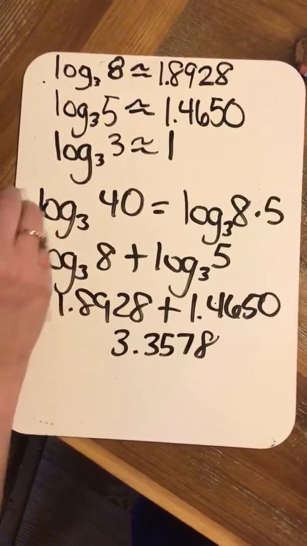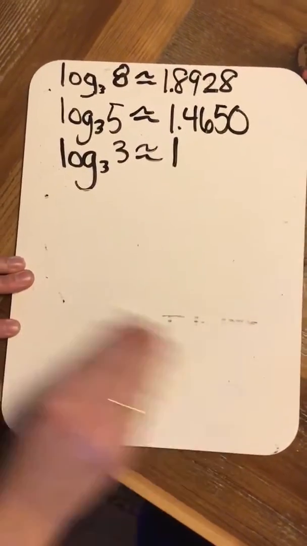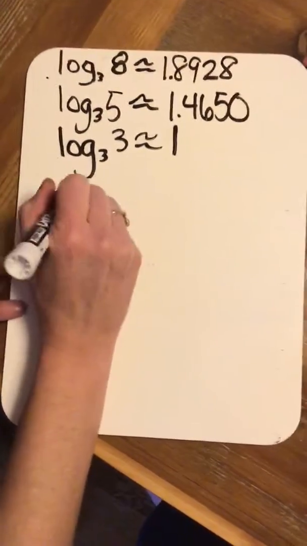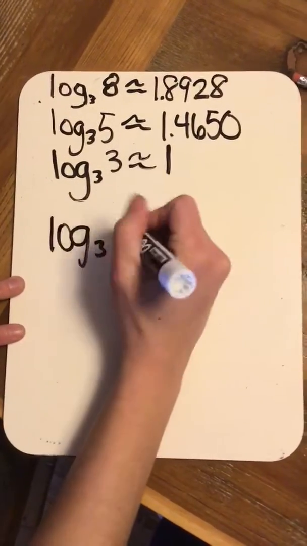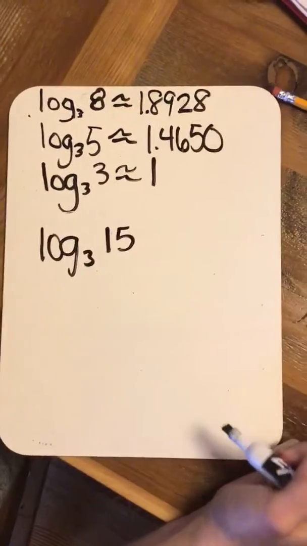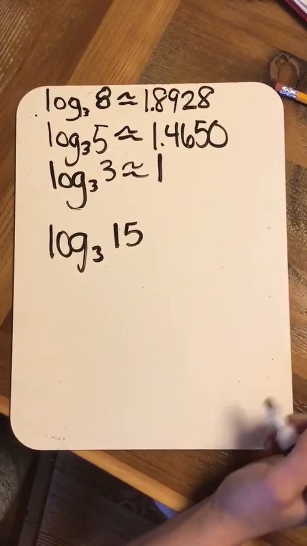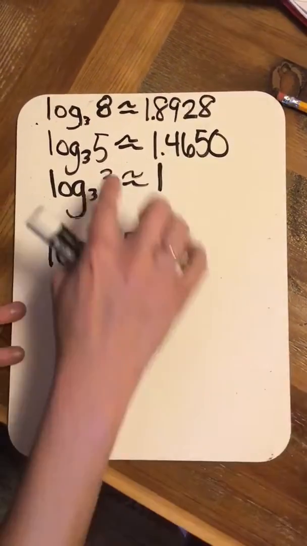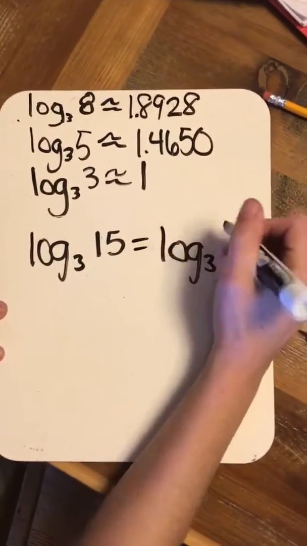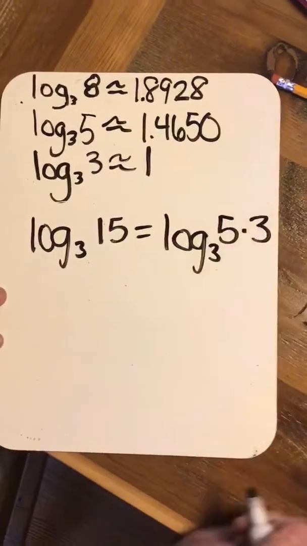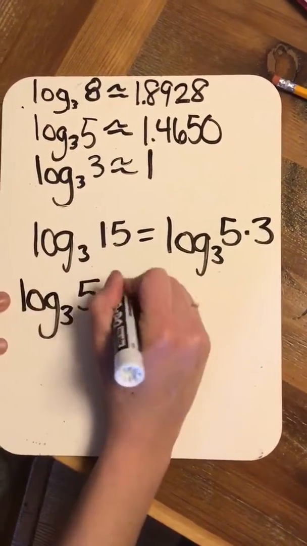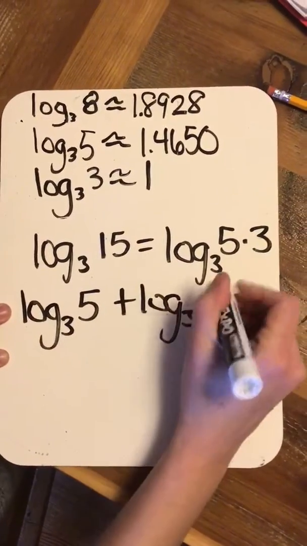Now let me give you another one. What if instead I said, well, I want you to find log base 3 of, say, 15. So now again, I'm looking up at these numbers to see, well, is there any way I can make 15 with an 8, a 5, and a 3? Well, I can make it with a 5 and a 3. I could say, oh, that's the same as log base 3 of 5 times 3. And then break that up into log base 3 of 5 plus log base 3 of 3.